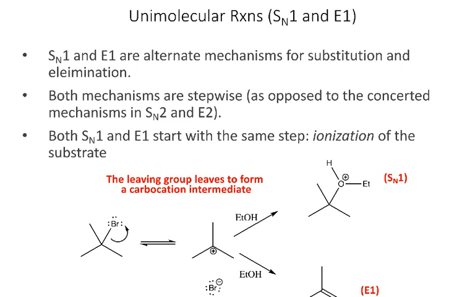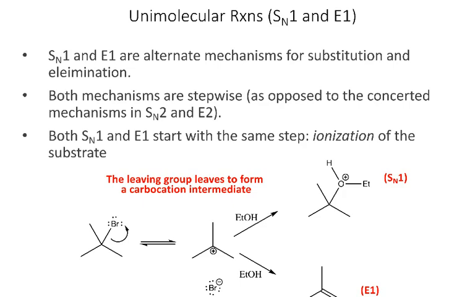Both SN1 and E1 are stepwise, right? This is different from the SN2 and E2 that are concerted, right? And when I say concerted, if we think about the SN2, we lost the leaving group and the nucleophile attacked in the same step. In the SN1 and E1 reactions, these happen in two separate steps. So first we lose the leaving group, and then the nucleophile attacks, or we have the proton transfer in the case of elimination, occurring in a second step.